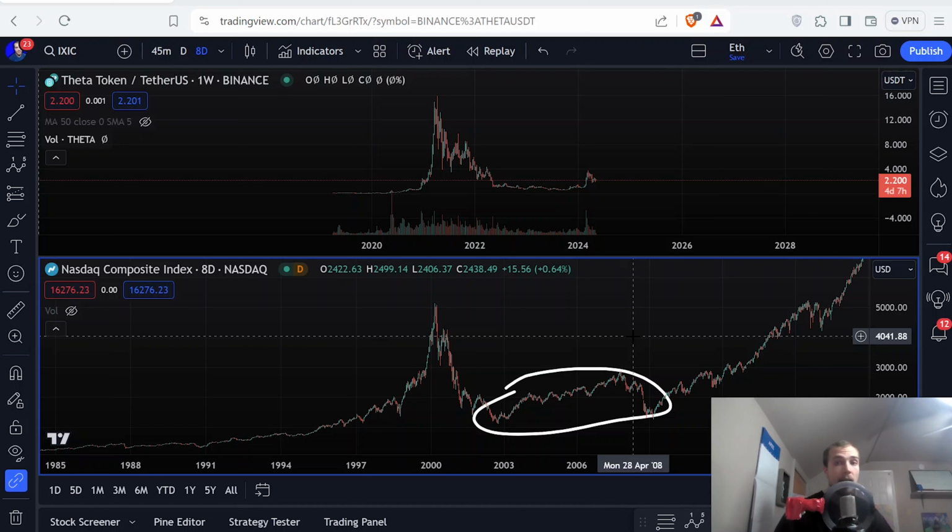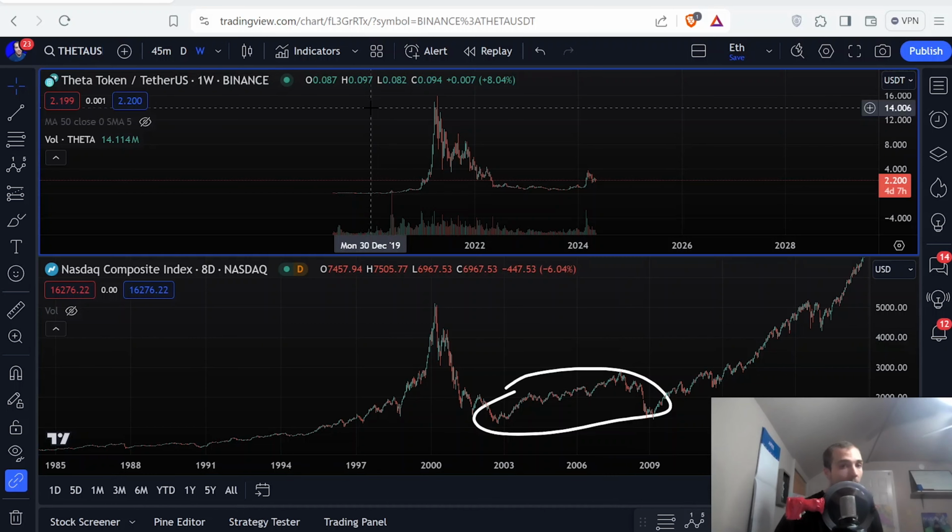So down here, everybody was probably panic selling. Actually, I know for a fact they were. And everybody was selling their stocks, their internet stocks. And then, of course, the stock market recovered. And people that invested in 2003 and in 2008 made insane amounts of money buying the dip in the stock market, right?